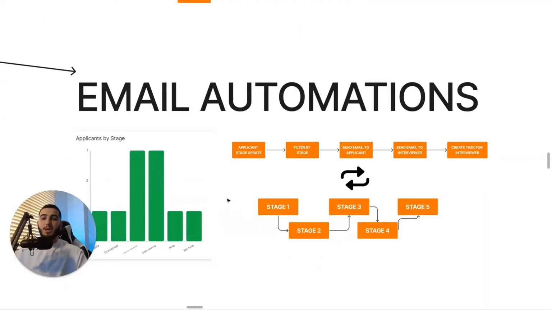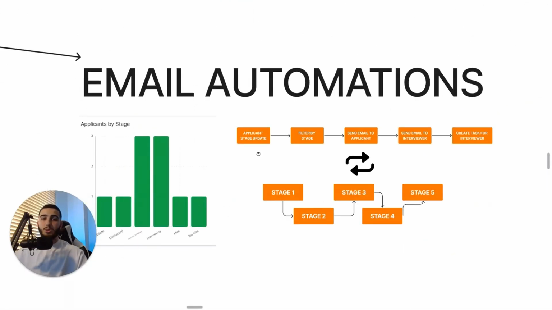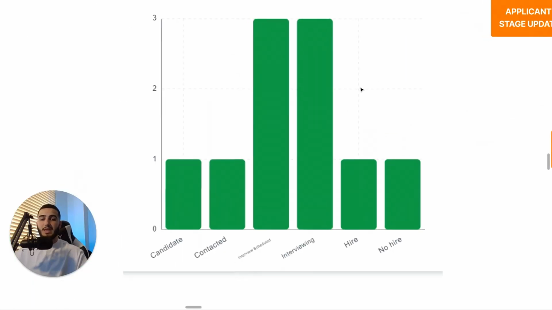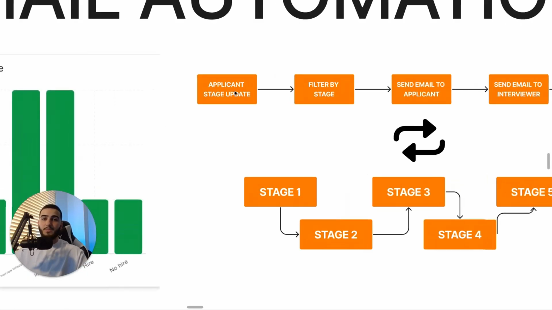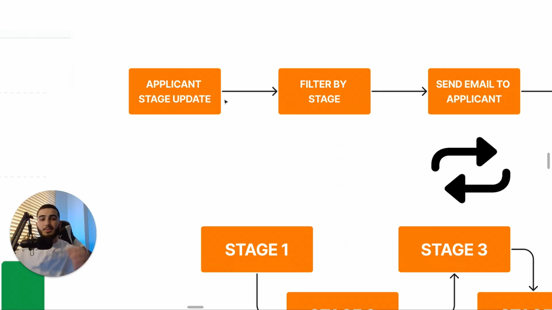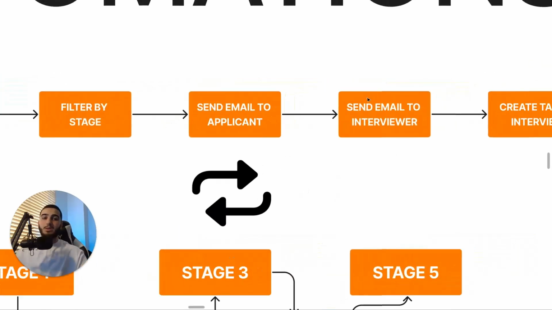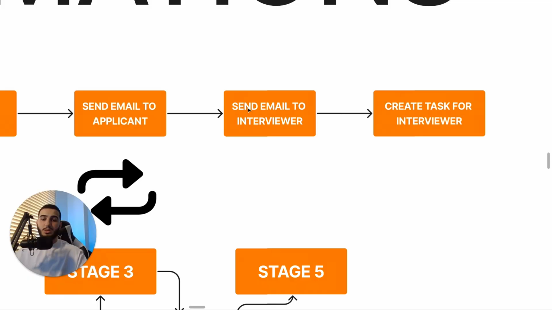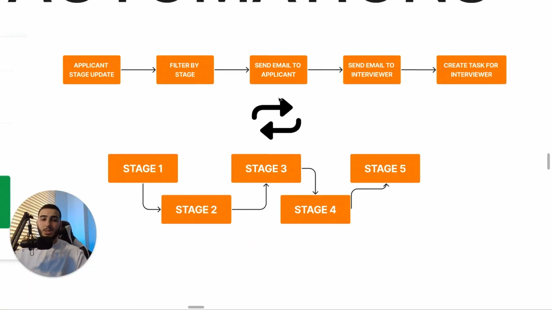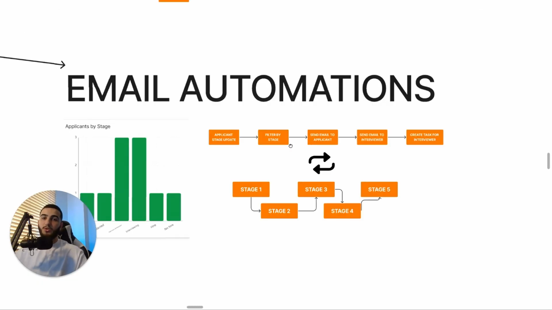The second automation I would 100% set up is email automations. Here, because we have different stages of the interview process, whenever there's an update to a specific stage, we can filter it to make sure it only goes through if, for example, there's a hire, and then send an email to the applicant, send an email to the interviewer, and create a task for the interviewer depending on the specific circumstances. You'd obviously repeat this for all different stages and have a clear map as you move through different stages of what the interviewer needs to do, keeping the applicant as involved as possible through these automatic emails.